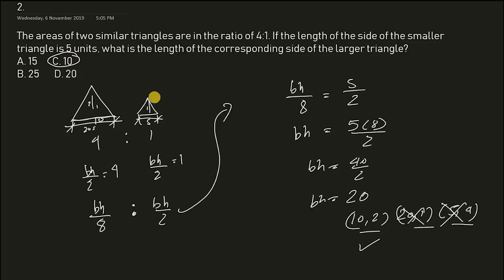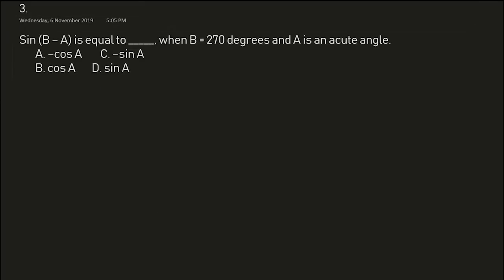So, to prove that, kunin natin yung area nito, base times height divided by 2, 10 times 2 divided by 2, is 10, sorry. Ito naman, 5 times 1 divided by 2, 5 divided by 2 is 2.5. So, this is the ratio. Evaluating that's also equal to 4:1. So, basically, 10 is the correct answer. Okay, next. Okay, guys. So, okay na. Let's move now to this next problem.